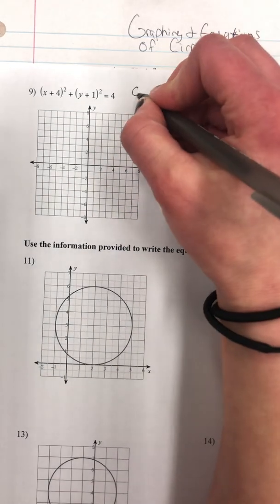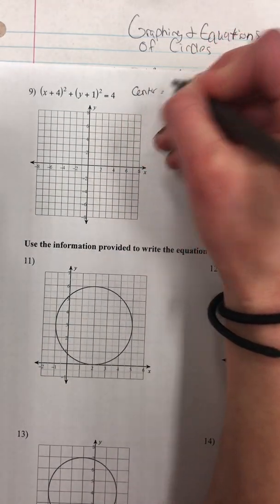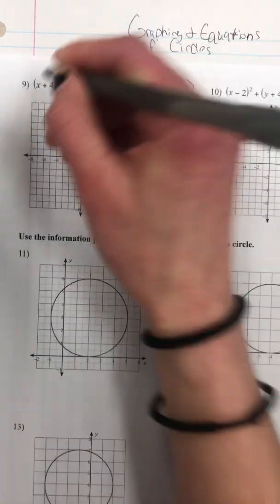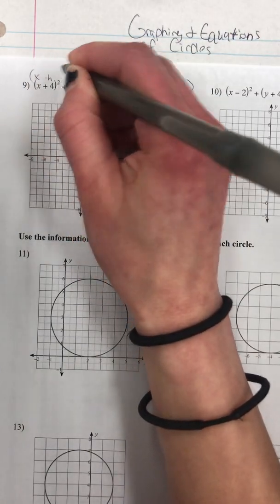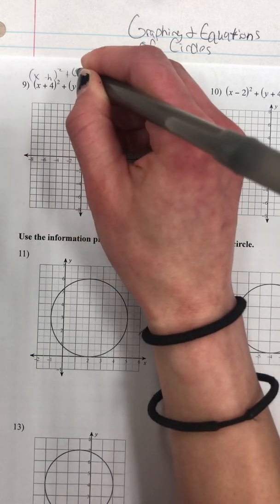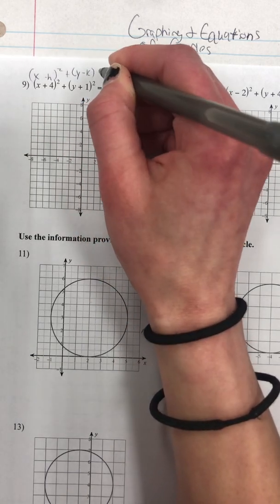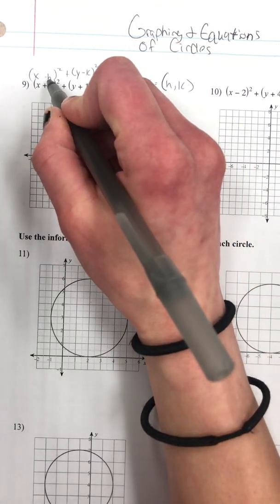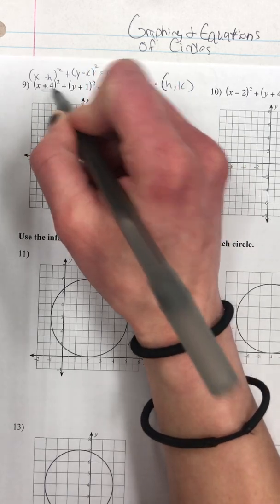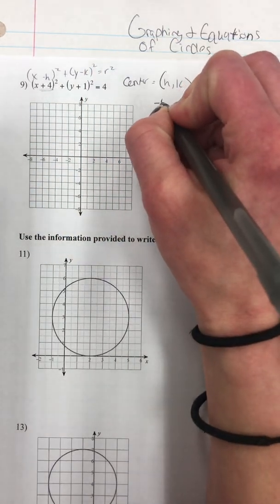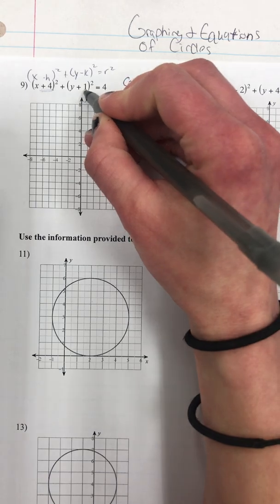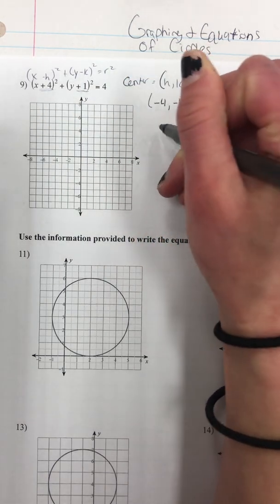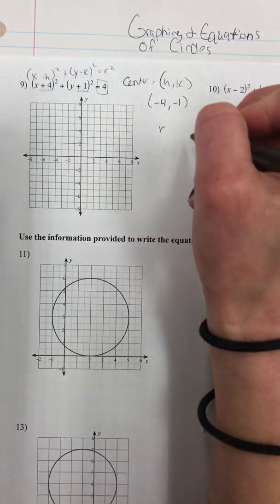Okay, so we're going to find our center again. Now, again, the center is h, comma, k. H is going to be right here. I'm going to rewrite my formula. Okay, so our h is the opposite of whatever is with x. So this is a +4, so it's going to become a -4. This is a +1 for k, so that means it's going to be a -1. That is our center. The radius is the square root of this number.